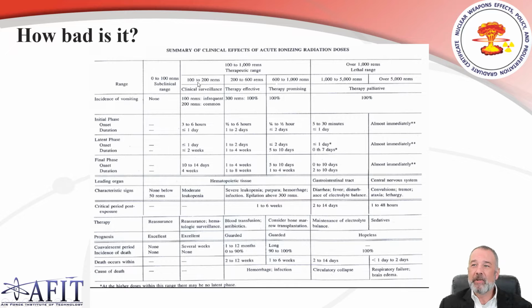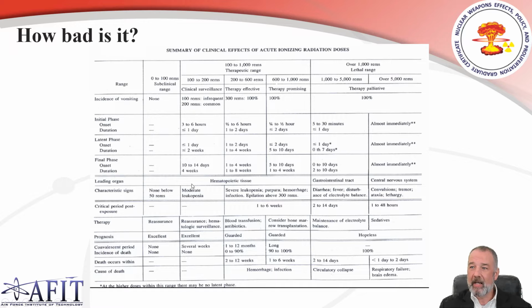So we have 0 to 100 rems. Now we're talking rems instead of rads, so these are specific to our different biological systems. We've added that weighting factor to account for how sensitive certain systems are compared to others. So we have the subclinical range, 0 to 100 rems. This would be 0 to 100 centigrays, which we saw on the previous chart. So vomiting, none. Onset, nothing.